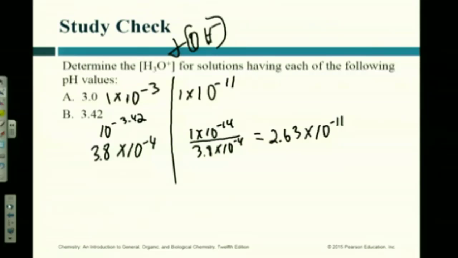Now look at how little difference there is here in these two pH values. And look at how much difference there is in the hydronium ion concentration right here. Okay, you see that? This number right here is about 3 times bigger than that number. And there's only 0.4 difference in the pH unit. That's a tiny difference, isn't it?